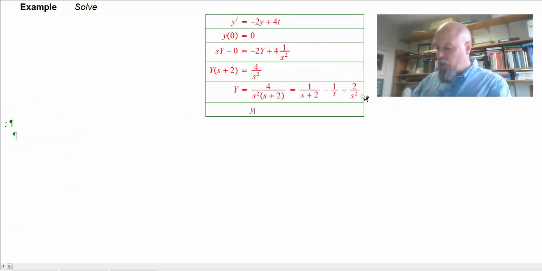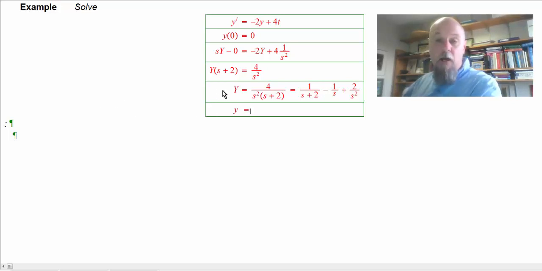Nice. Now let's unlaplace. Capital Y of s unlaplaces to be little y of t. 1 over s plus 2, that's our e to the minus 2t. 1 over s is 1. 2 over s squared is 2t. There's our solution to this differential equation. Let's check. If I make t equal to 0, I do get y equal to 0. It does go through the origin like it's supposed to. Normally, we would have solved this as a y prime plus py equals q first order linear, but we can now solve it with Laplace.